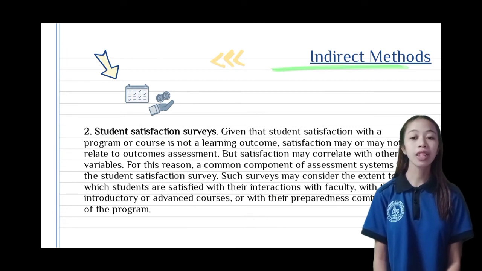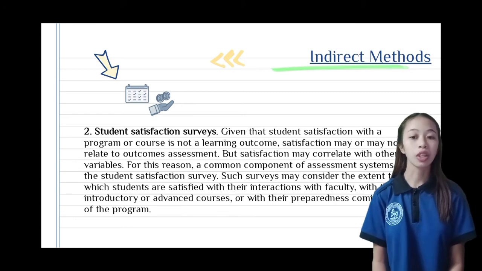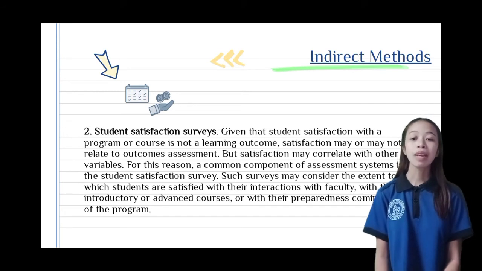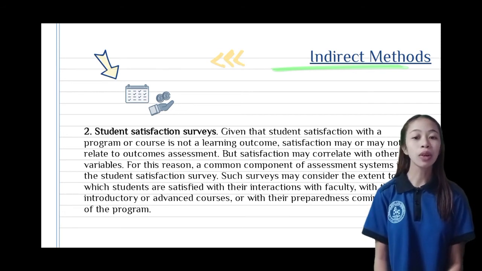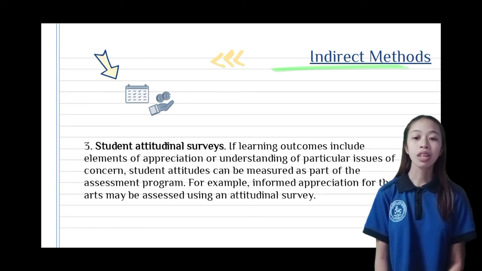Number two, student satisfaction surveys. Given that student satisfaction with the program or course is not a learning outcome, satisfaction may or may not relate to outcomes assessment, but satisfaction may correlate with other variables. For this reason, a common component of the assessment system is the student satisfaction survey. Such surveys may consider the extent to which students are satisfied with their interactions with faculty, with their introductory or advanced courses, or with their preparedness coming out of the program.